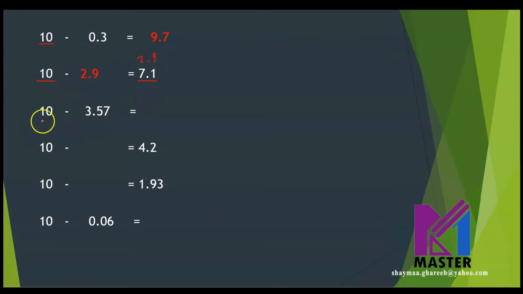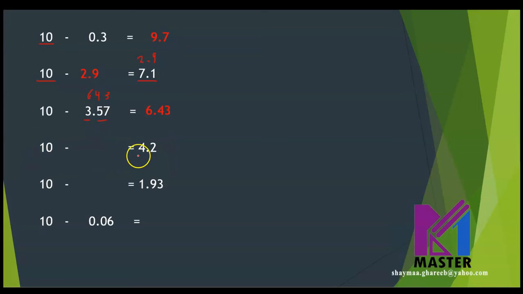2.9. 10 minus 3.57, so I have 57 hundredths, and I have here 3. So this 3 needs to be 9, so it needs number 6, and the 5 needs to be 9, so it needs number 4, and the 7 needs to be 10, so it needs number 3. Then the answer will be 6.43, or 6 and 43 hundredths.